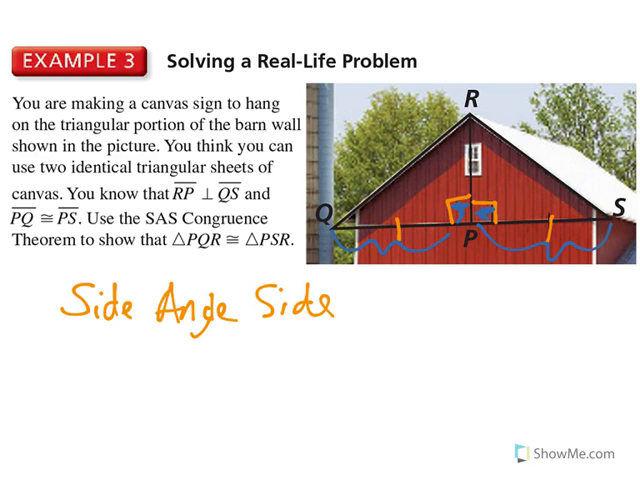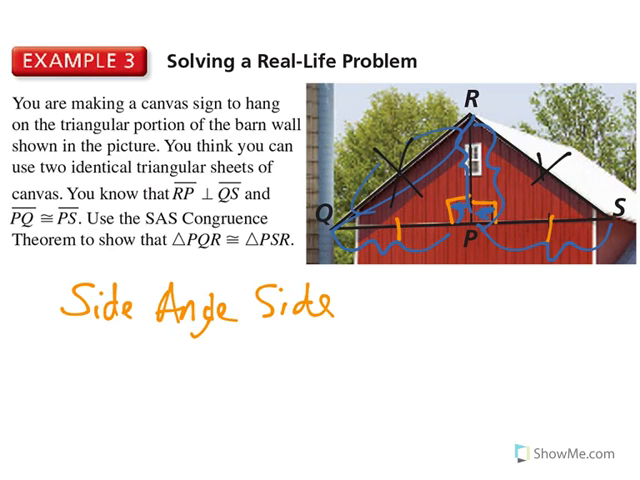So then I would need another side. In order for it to be an included angle, it has to be touching those two sides. I can't use QR because QR doesn't even touch my angle that I know is the same. So that one I can't use. And I can't use RS because, once again, it doesn't touch my right angle. So I'm looking at RP.